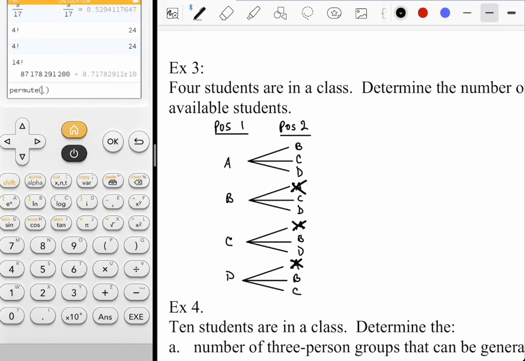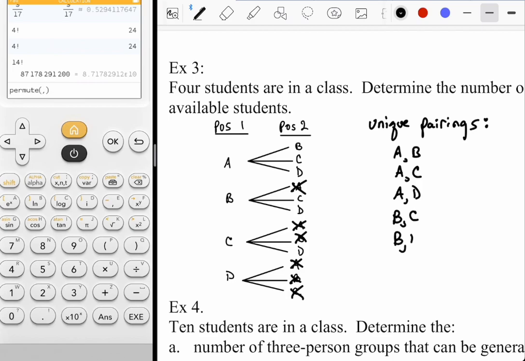All right. So BC, I already have it, and CB is the same as BC. It doesn't add anything to the conversation if I write it again, so we're going to eliminate it. BD, DB, CD, DC. All right, so the unique pairings here are AB, I'll use a comma, AC, AD, BC, BD, and CD.